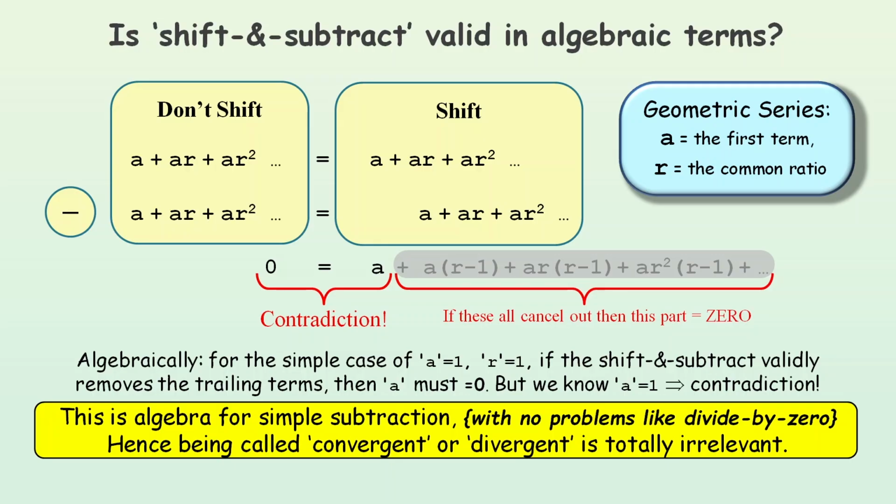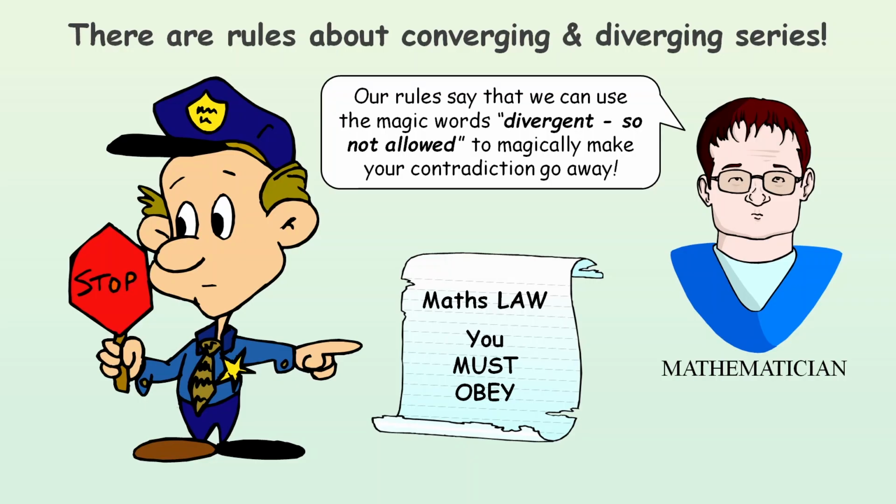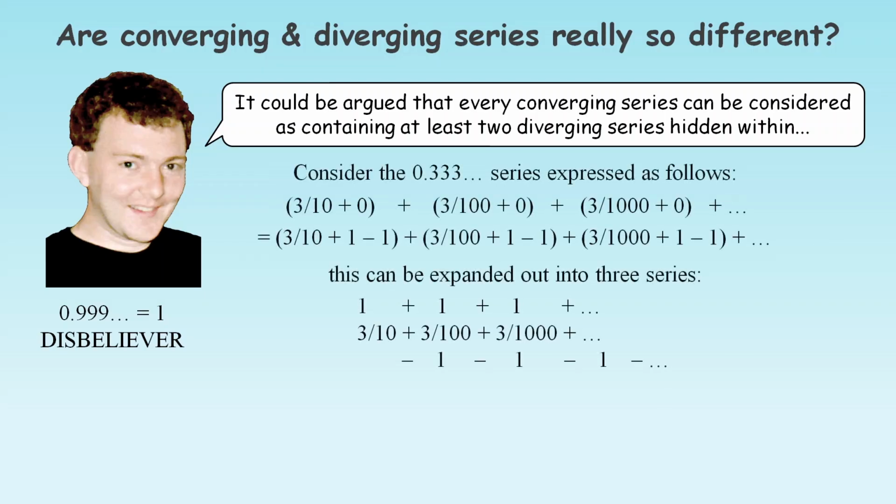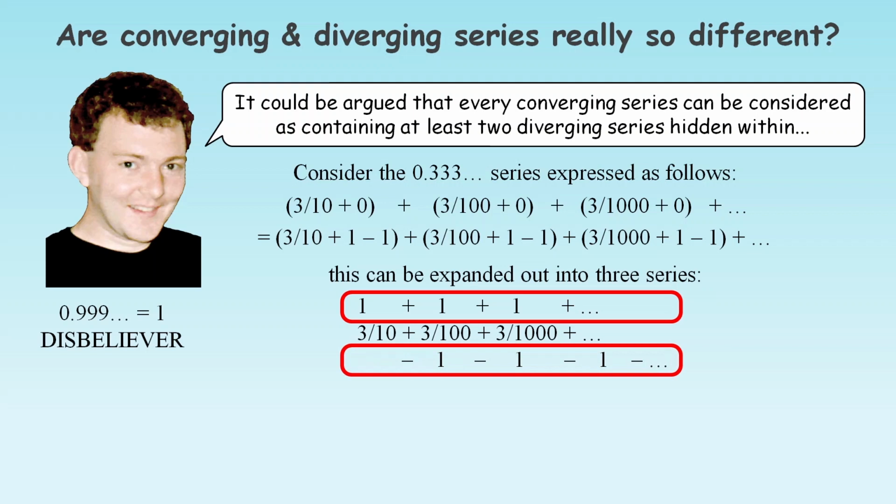But the mathematicians will claim that we can't test the logic with a divergent series. It seems like they are still just choosing to rule out any logic that highlights a problem with their precious real numbers. In fact, it could be argued that every convergent series contains a divergent series hidden within it, if we allow regrouping of the terms. Even a converging series like 0.3 recurring can be easily converted into 3 series, such as 1 plus 1 plus 1 and so on, minus 1 minus 1 minus 1 and so on, and the original series.